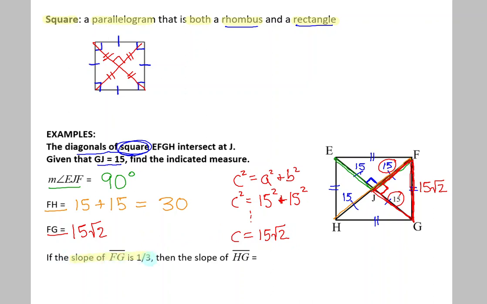If the slope of FG is 1/3, FG is this side. Notice that's the slope and not the length. Length is different than slope. So if the slope of FG is 1/3, what is the slope of HG, this side right here? Well, notice that these are sides that are right next to each other, where in a square, all four angles are 90-degree angles. Therefore, these two sides are perpendicular, and therefore the slopes are opposite reciprocals. So this is positive 1/3, opposite reciprocal, negative 3/1, or just negative 3 to be simpler.